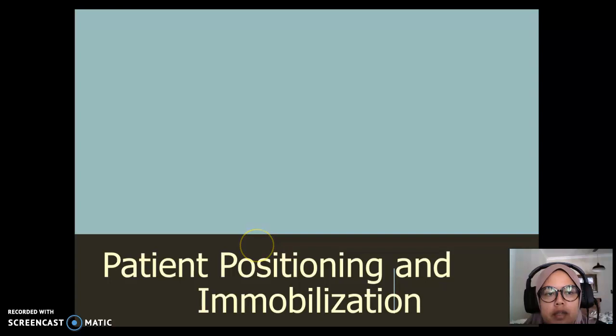So for today, we'll have a lecture on patient positioning and immobilization. This is one of the important aspects in radiotherapy, as it is the start of the simulation. You need to know how to correctly position the patient and use all the available immobilization devices to make sure that the patient will stay still for at least 25 to 30 minutes per treatment time.